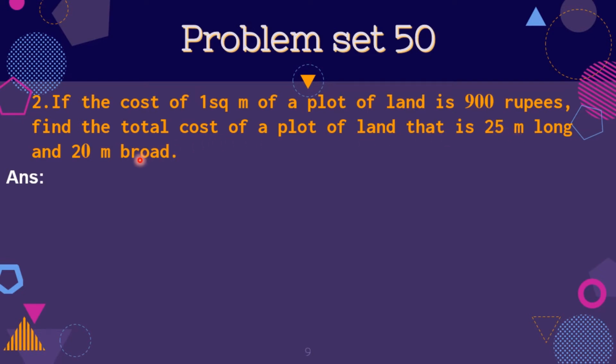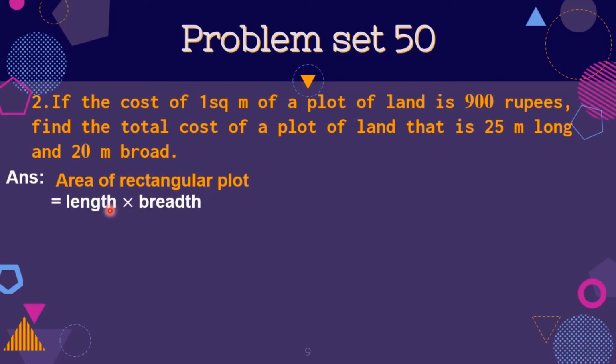So first, let us find out the area of this plot of a land. So we have the formula, area of the rectangular plot is equal to length into breadth. As length is 25 meter and breadth is 20, we write 25 into 20, which is equal to 500 square meter. This is the area of this rectangular plot.